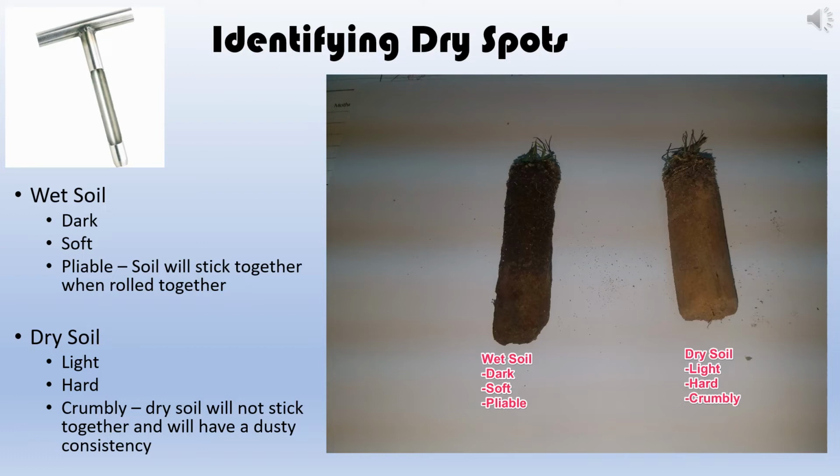Wet soil will be soft and pliable with a dark color. If you roll a pinch of the core between your fingers, it will ball up, sort of like Play-Doh. On the other hand, dry soil will be crumbly and hard with a lighter color. If you pinch the soil core, it will likely resist and retain its shape before crumbling.